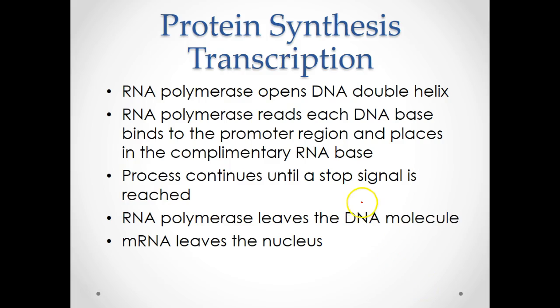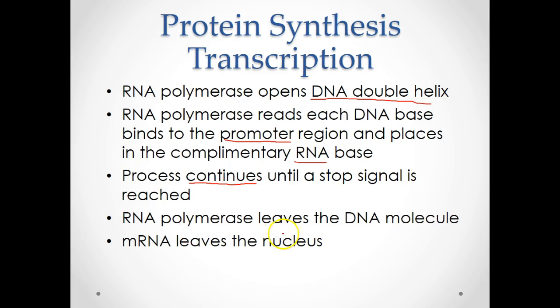So a little recap. RNA polymerase opens a DNA double helix, that's step 1. RNA polymerase reads each DNA base and binds to the promoter region and places in the complementary RNA bases. Now, A pairs with U in RNA, C pairs with G, G pairs with C, U pairs with A, okay, or I should say T pairs with A because we're reading DNA, so it'll contain T, but our complementary RNA bases, A pairs with U, C pairs with G. The process continues until a stop signal is reached. The process continuing, remember, is elongation. The stop signal will be reached, that is the terminator region, but that's called termination.